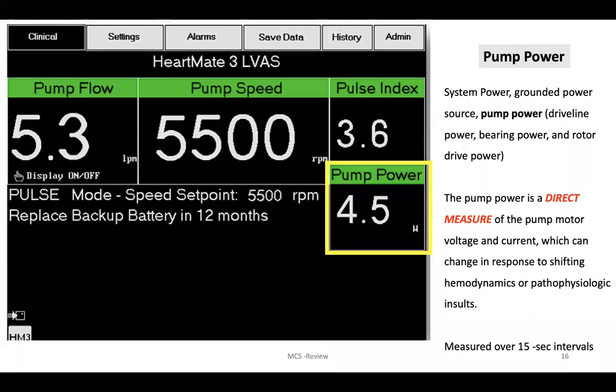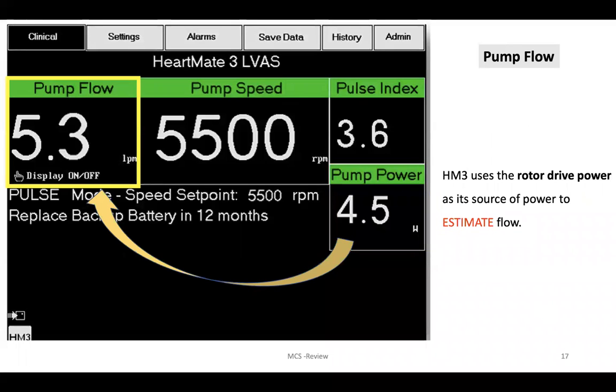That's why it's interesting, and that's why the pump power is used to calculate the flow, to derive the flow. It's measured over 15-second intervals, and they do a summary of those intervals. We'll talk about later why it is important. Another important parameter you're going to have is the pump flow. Again, it's not measured; it's an estimated flow based on the rotor drive power. So it's an algorithm put in the system.